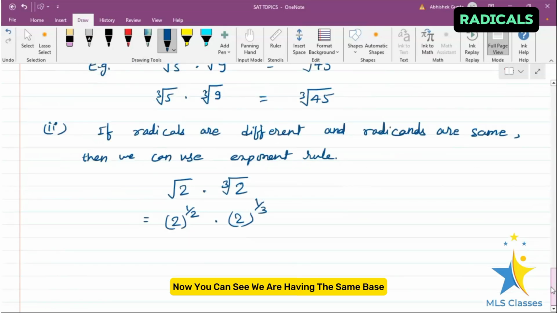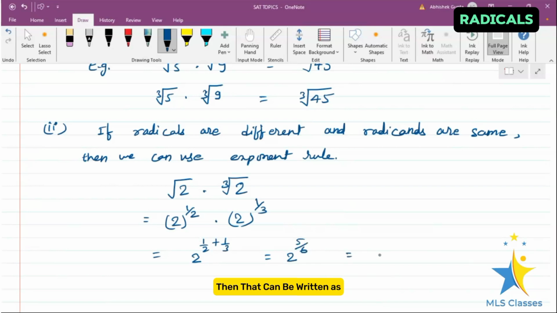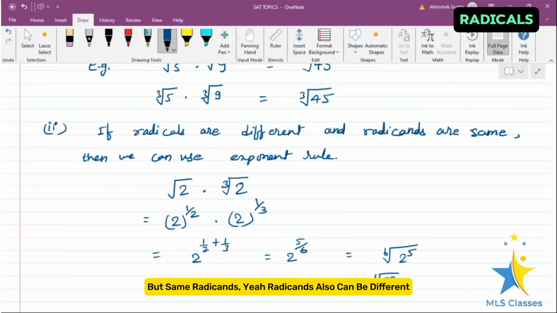Now you can see we have the same base but different exponents, so the exponents will be added. So 2 to the exponent 1 over 2 plus 1 over 3 can be written as 2 to the exponent 5 over 6. If we want to write it in simplified radical form, then that can be written as the sixth root of 2 to the exponent 5, which can be simplified as the sixth root of 32. So this is how we can simplify in the case of different radicals but the same radicands. Radicals can also be different, like here it could have been 4, but that can be converted into the same radicals. So those are the cases.